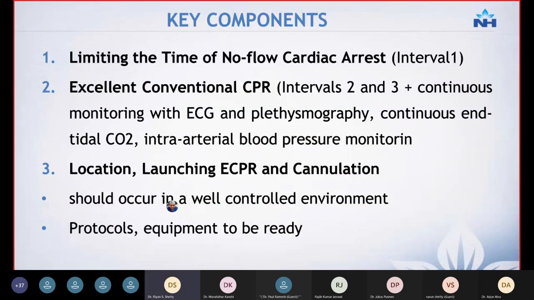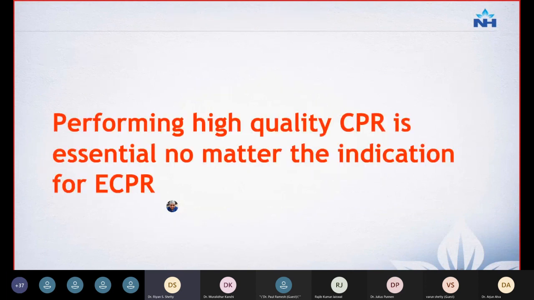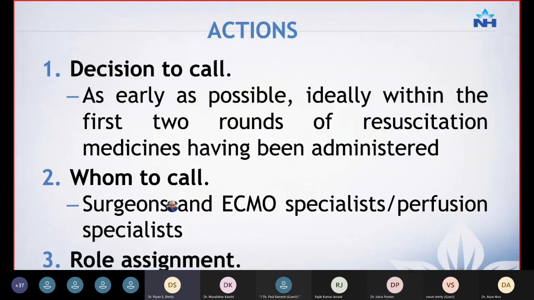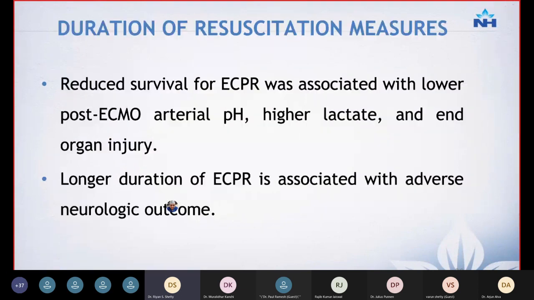So limiting the time of no flow, excellent conventional CPR, the location should be a well-controlled environment, and protocols and equipment should be ready to launch ECPR and cannulation. These are key components. Performing high-quality CPR is essential no matter the indication for ECPR. The action is a decision to call as early as possible, ideally within the first 2 rounds of resuscitation medications given. There should be clarity on whom to call, or have an ECPR code blue team, and role assignment and leadership is extremely important.